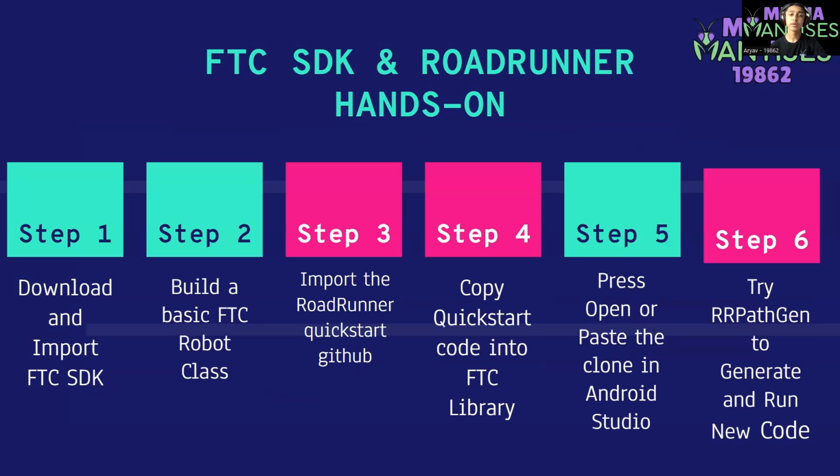Next, we will be going on to a hands-on activity for getting started in programming a basic robot and setting up Roadrunner, RRPathGen, and MeetMeep to generate and visualize your own paths. Okay, so now we're going to get started with our hands-on activity. So step 1 is to download and import the FTC SDK.